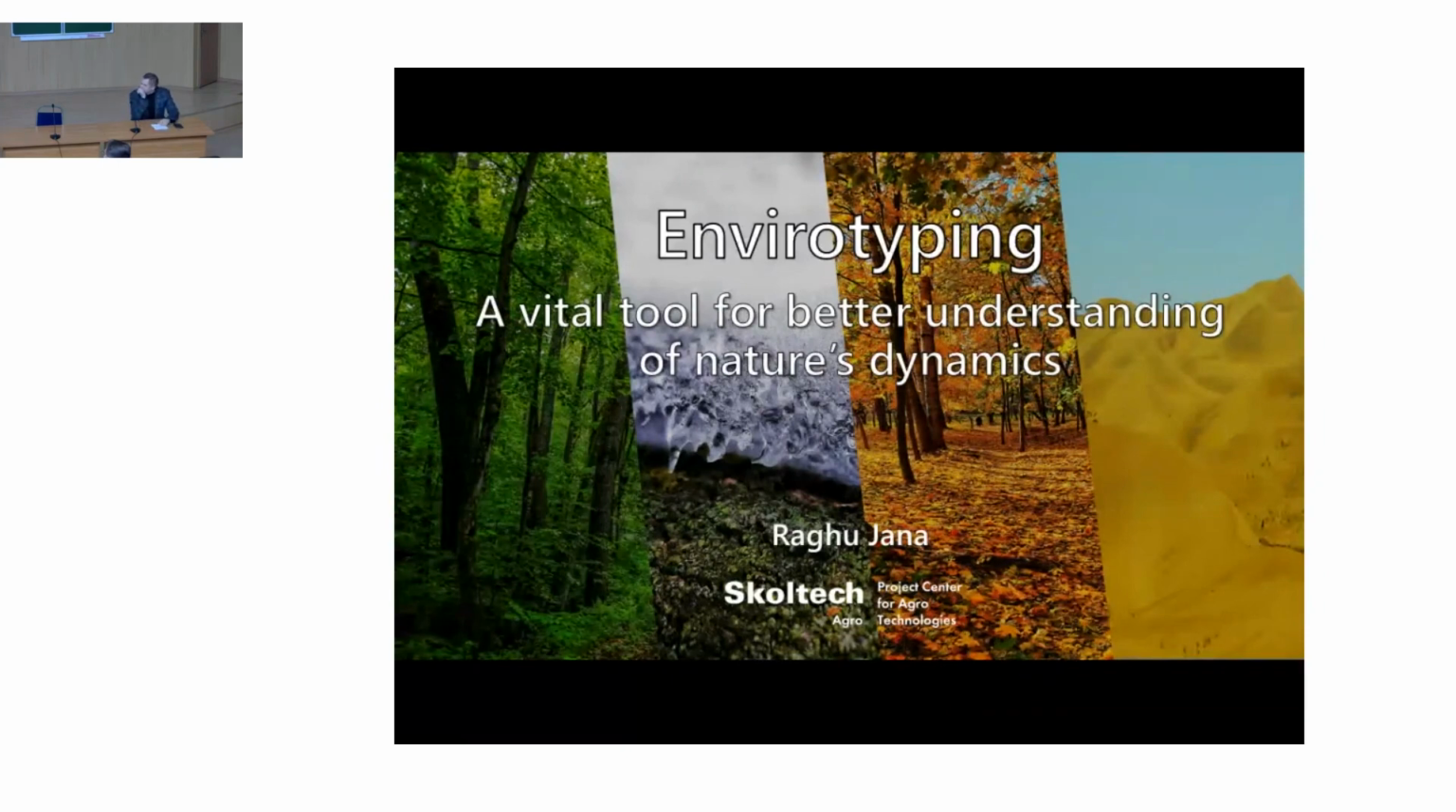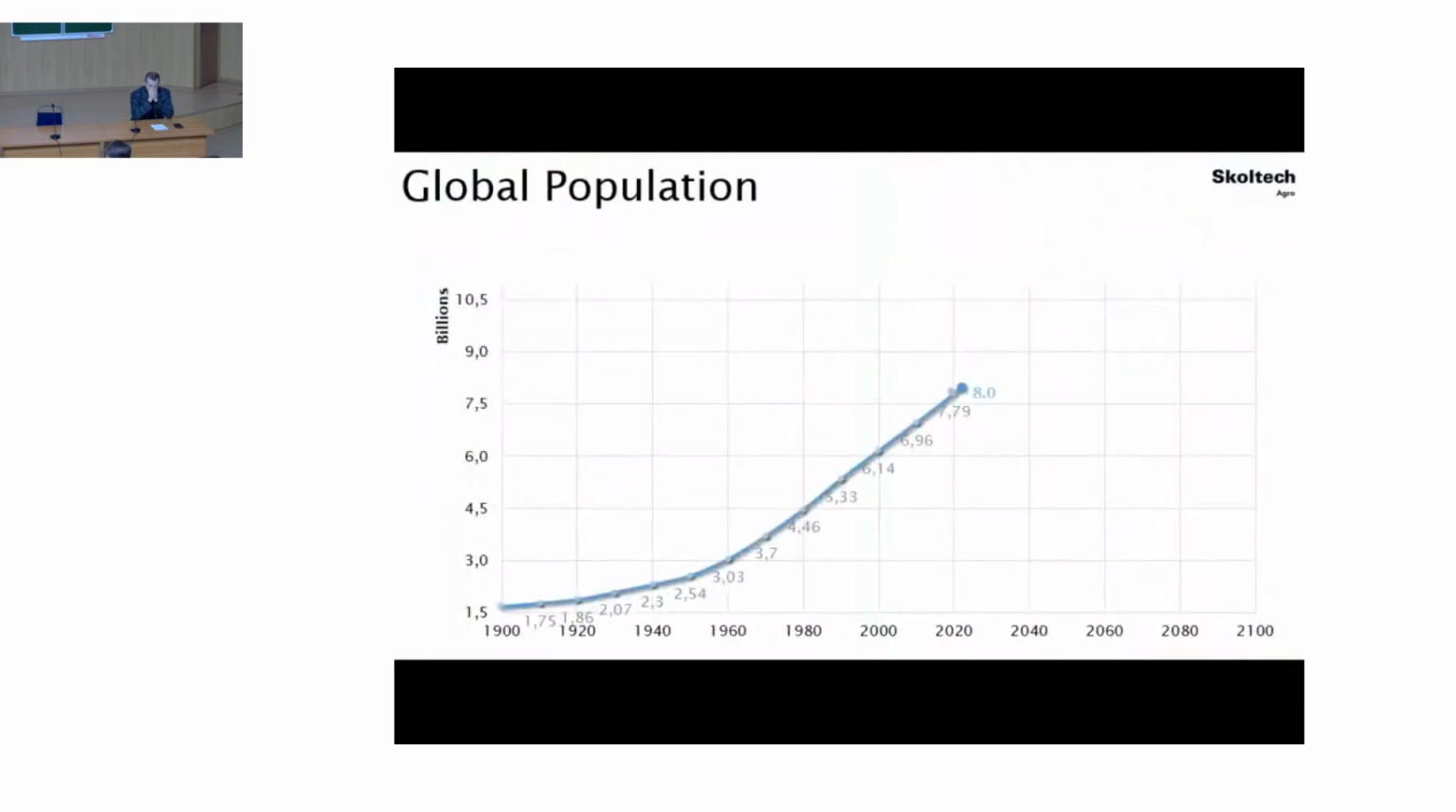I'll be talking a little bit about what we call envirotyping, which is sort of a new approach in agriculture. It includes a lot of monitoring, but also what we do after the monitoring. So let's start with some background.